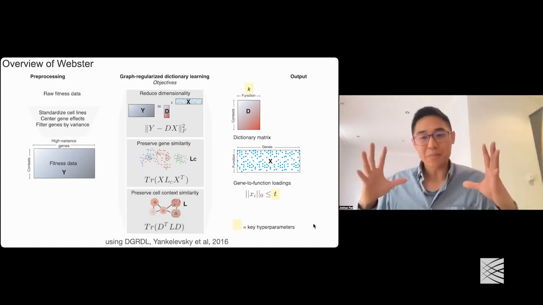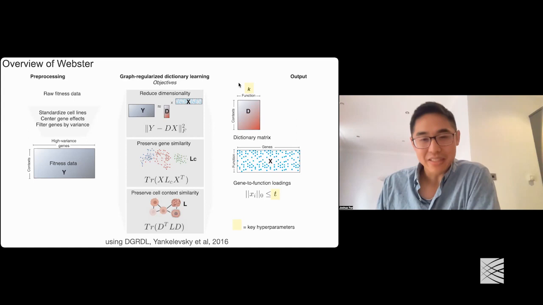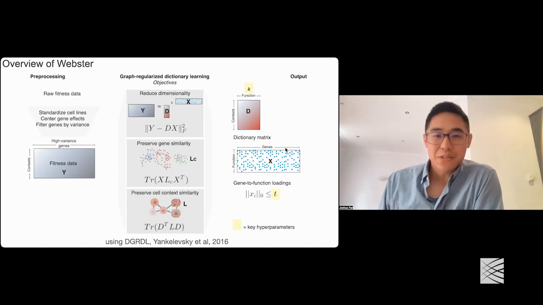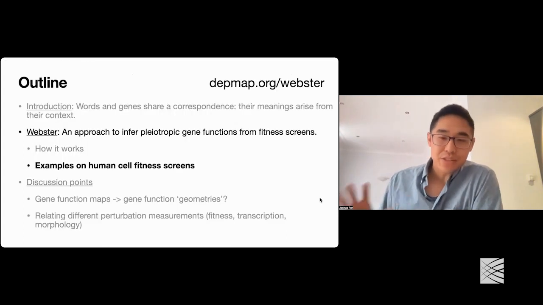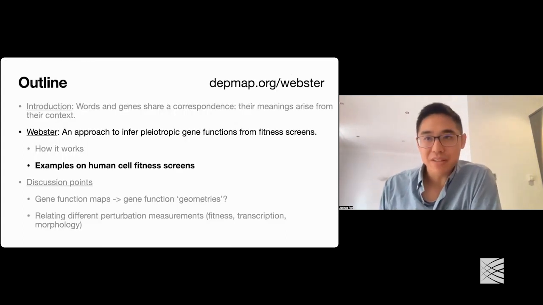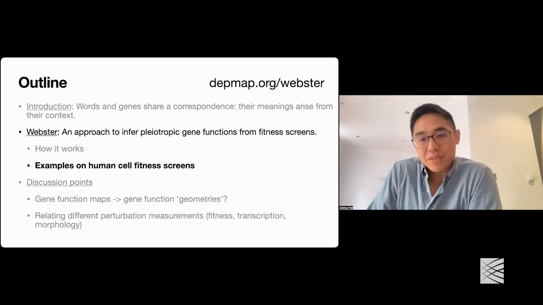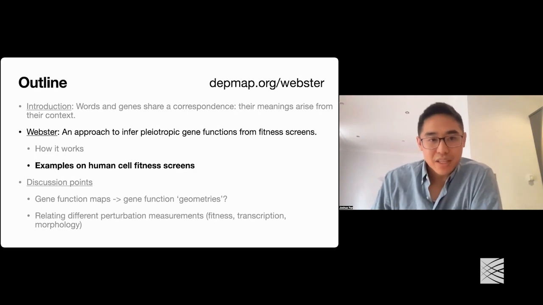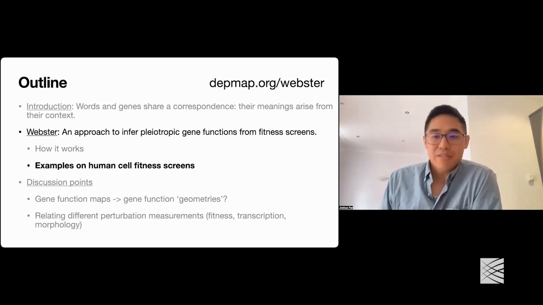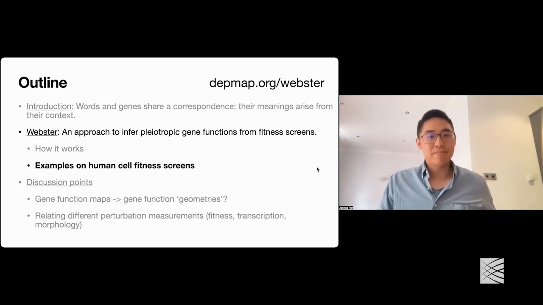But at the end of the day, this boils down to learning these latent dimensions or variables in your data and mapping gene effects to those. Okay, so that's a whirlwind tour of the method itself. I'll spend the next 10 minutes or so talking about examples and what the impact is of running this kind of analysis on, let's say, your favorite fitness screening data set.